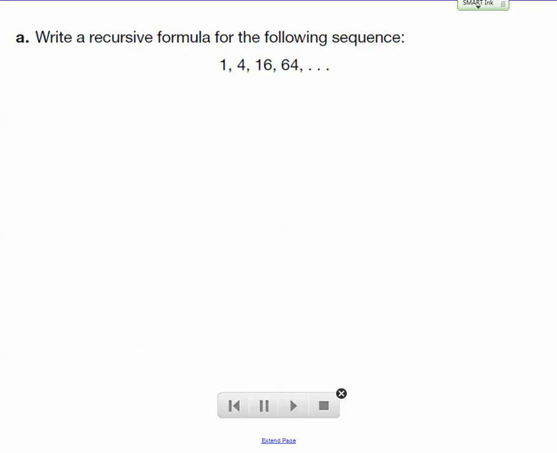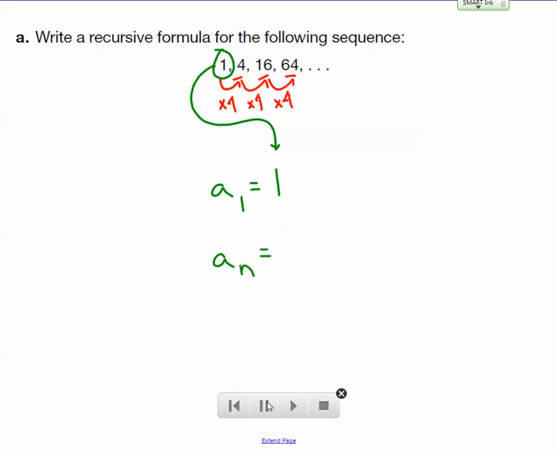Let's go to example A. Write a recursive formula for the following sequence. Okay, first of all, I'm identifying that each term is 4 times as much as the previous term. And listen to the way I said that right there. 4 times as much as the previous term. That's what recursive is all about, basing things on the previous term. So we start off by saying that the first term is 1. The value of the first term is 1. And the value of every term is 4 times the value of the previous term. And we're done.